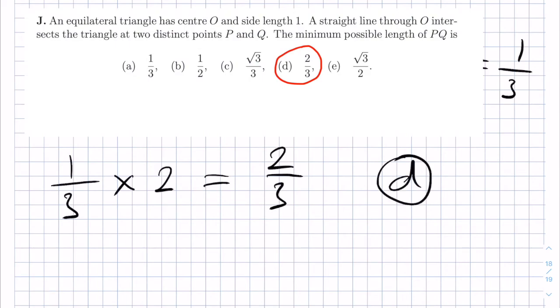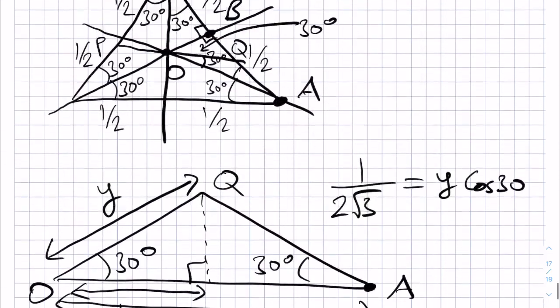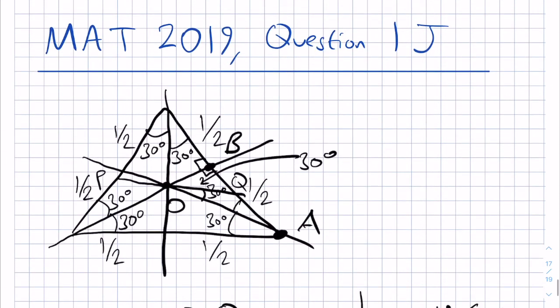This may have seemed like a strange explanation to the solution for this question. That's because our original setup used a lot of symmetry in order to identify the correct line P to Q to consider. But after we had used that symmetry, it was quite easy to use right-angled triangle trigonometry in order to find the length O to Q and then double to get the length P to Q.